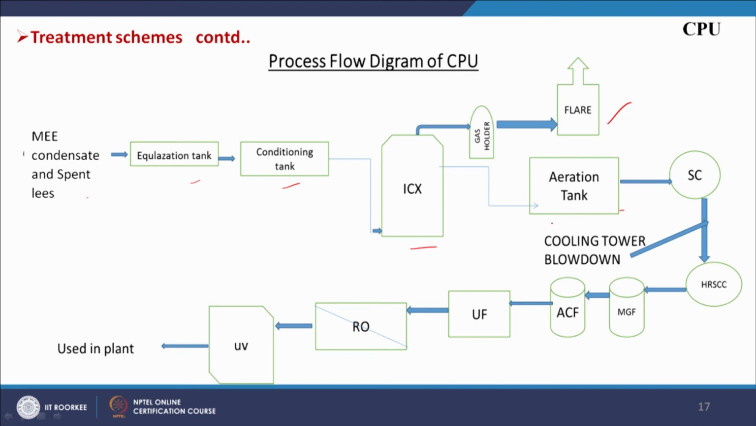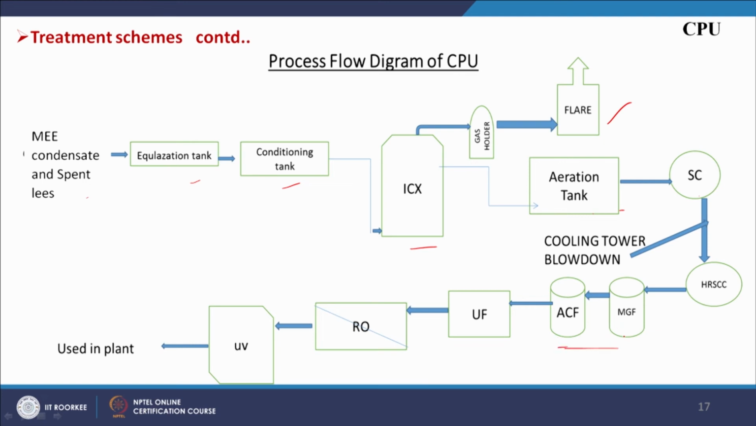So, here aerobic digestion. Anaerobic degradation, followed by aerobic degradation in this aeration tank by the use of some aerobic microorganisms. So, organic content will further be reduced, then it is going for secondary clarifier. From secondary clarifier it is going for HRSCC, hydrate solid contact clarifier, and then it is coming to tertiary unit, that is MGF and then ACF.